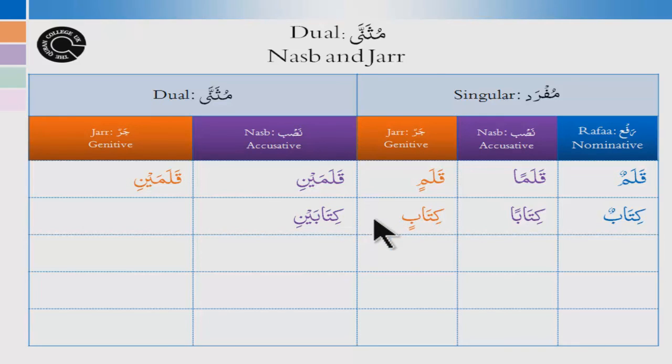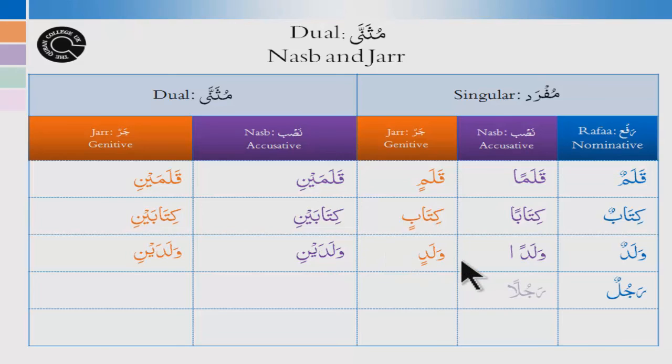That would be kitabaini. And similarly it would be true for the jar case, because the jar and the nasab are the same in the musanna, so that would be kitabaini. Another one, waladun, so waladan, waladin, and then when you bring that one waladun and change it, that would be waladaini, and similarly for the jar. And now rajulun, rajulan, and rajulin.